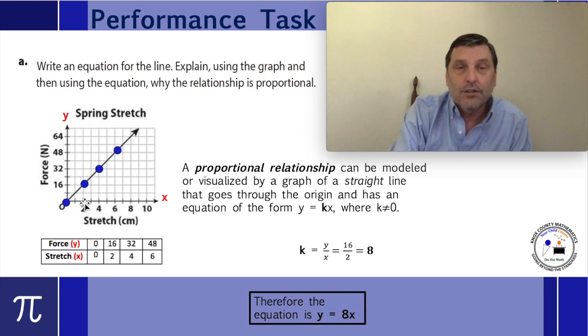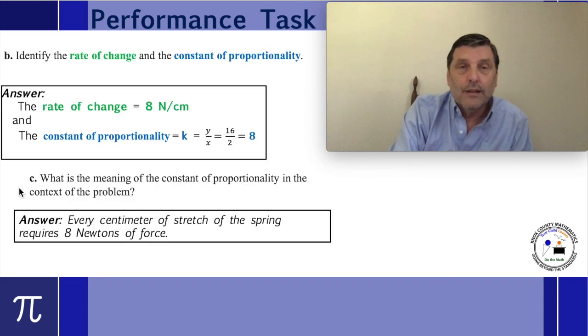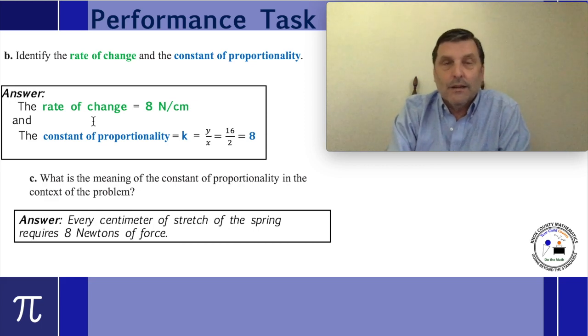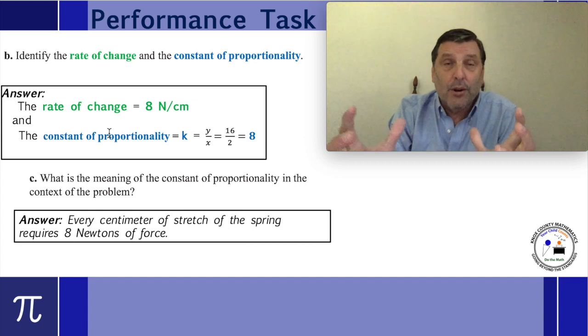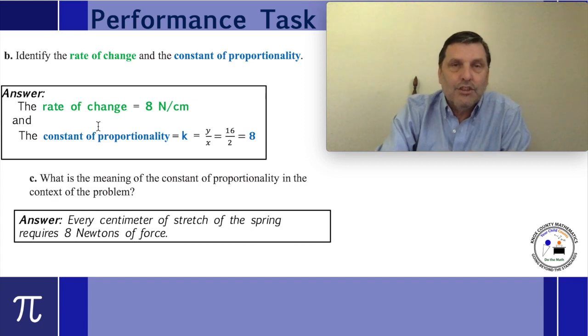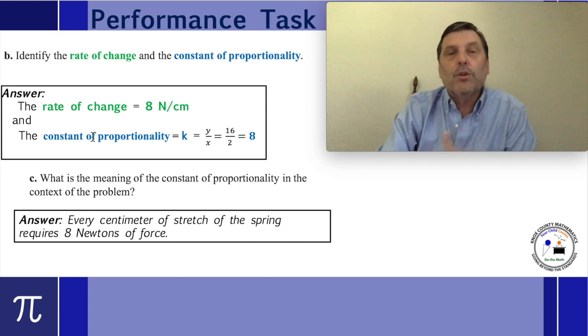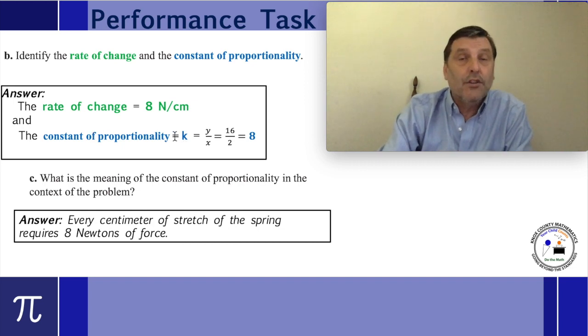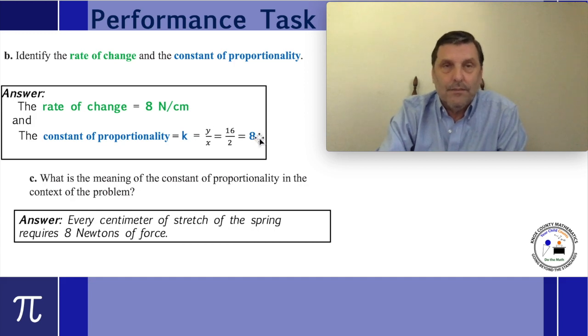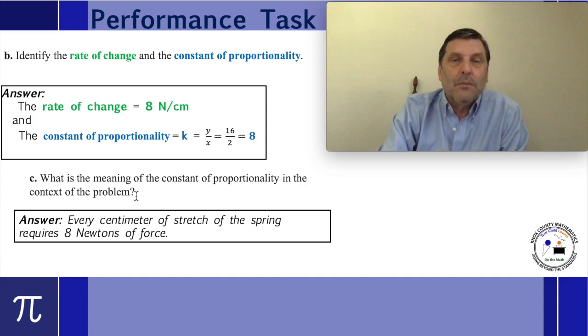At 16, I go to 2. At 24, I get 3. At 32, I get 4. So in other words, the rate at which this is changing is 8 newtons for every centimeter. And as a reminder, the great part about this concept is we have so many things that are similar. The rate of change is the same thing as the constant of proportionality in here. So our constant of proportionality, which we call k, is that value 8. But what is the meaning?